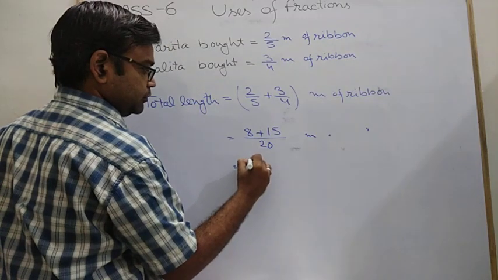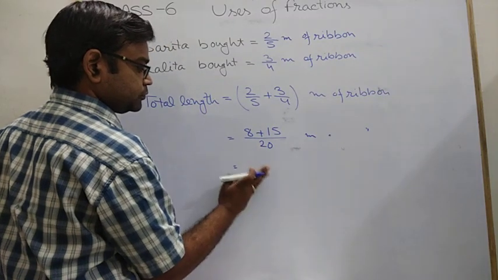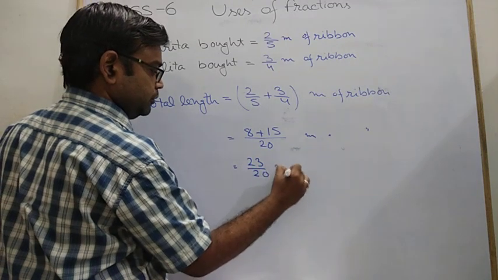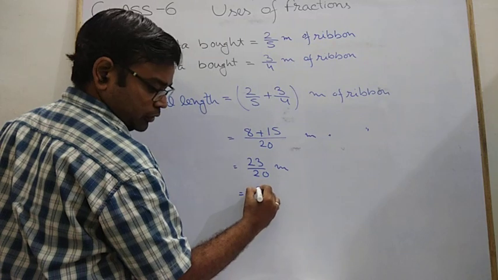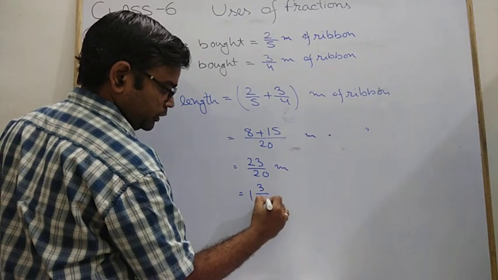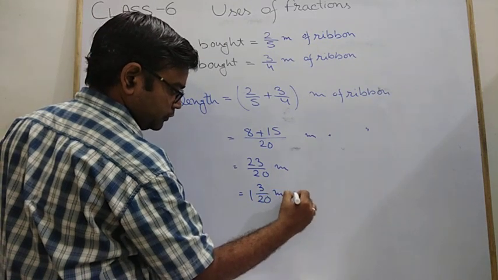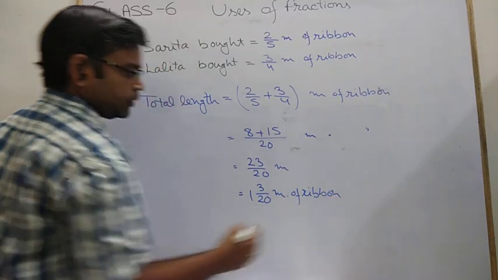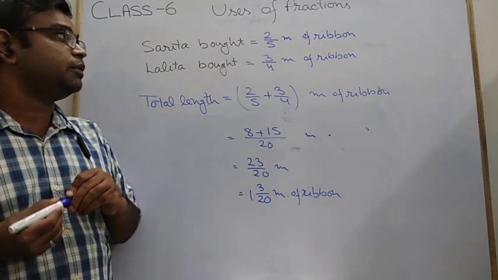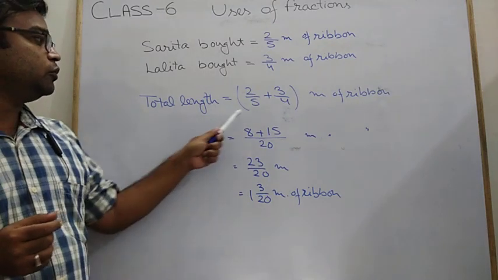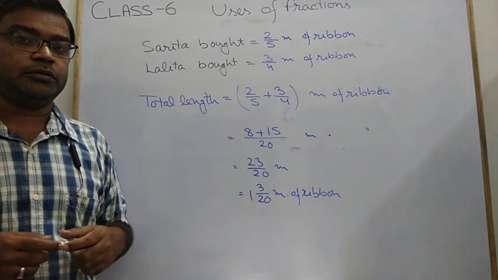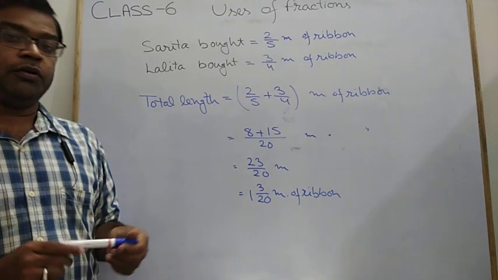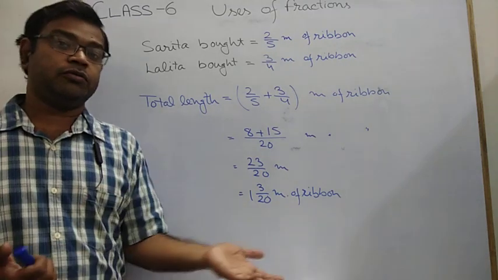It is 23/20 meter, or 1 whole 3/20 meter of ribbon. So this is your concept. Whenever a question asks you for the total, you have to do the addition, meaning you have to combine all the things. Now we are going to discuss the next part, the second question.